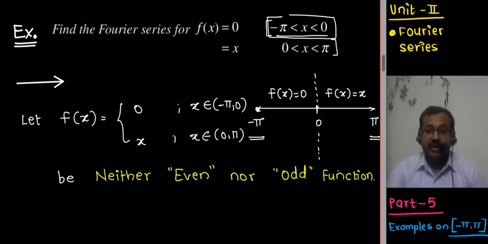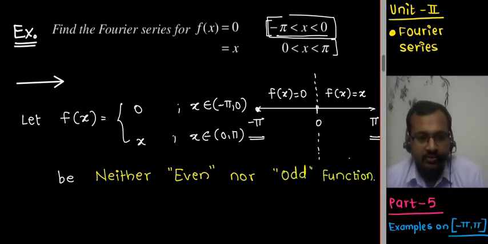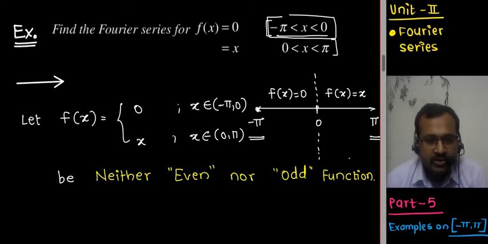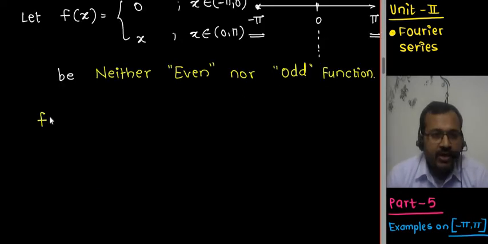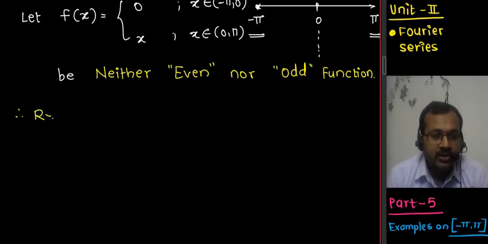You can justify it by any method. You can give the geometric justification or this algebraic justification. If you replace x by minus x, you do not get minus f of x, that's why it is not an odd function, and it is also not equal to f of x, so it is not an even function. So from this we can identify the general formula for the Fourier series.